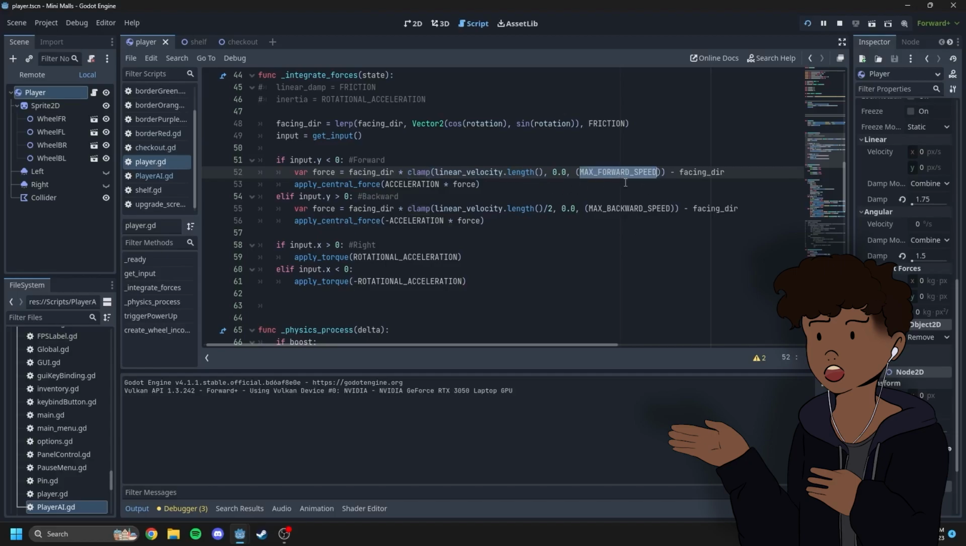Also, when we choose upgrades, what's upgrading is actually this max forward speed value. So when you purchase upgrades in the menu, these are going to be maxed up, so you'll be able to travel faster in the long run.